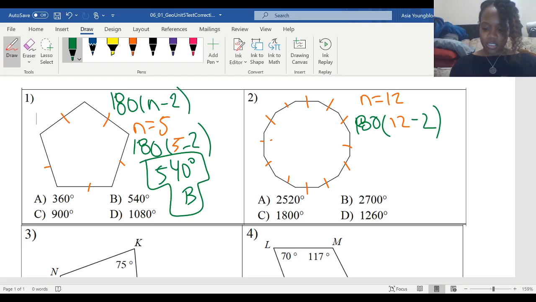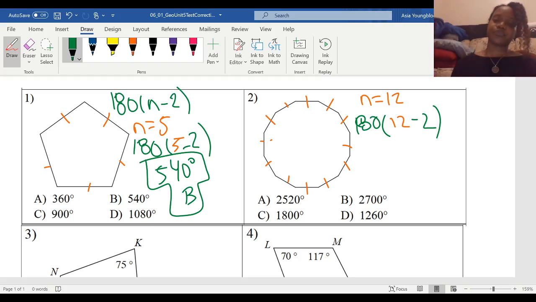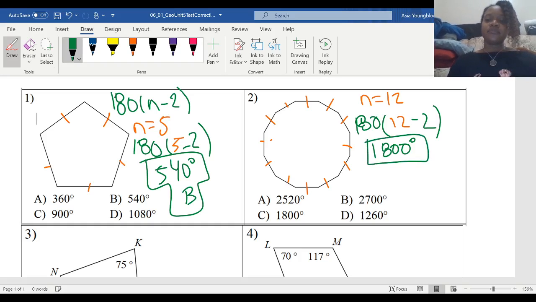180 times 12 minus 2 gets us 1800. So this answer is going to be 1800 degrees, which means that if we had all of these angle measures and added them all up, we would get 1800 degrees. And that answer is going to be C.